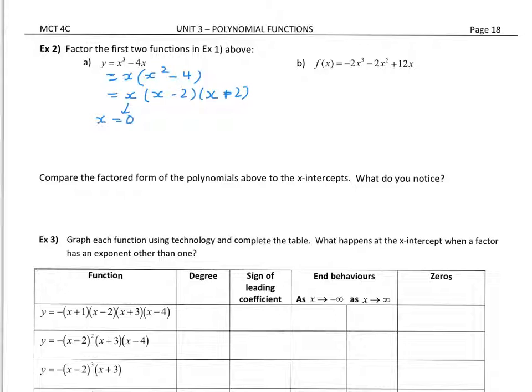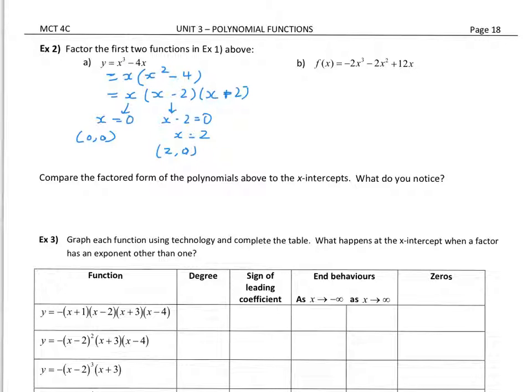Well, the first one's really easy, x equals 0. So that tells me we have an x-intercept at 0, 0. So hopefully that makes sense there. And then we have x minus 2 equals 0. If I add 2 to both sides, that gives me x equals 2. And then that gives us an x-intercept at 2, 0.